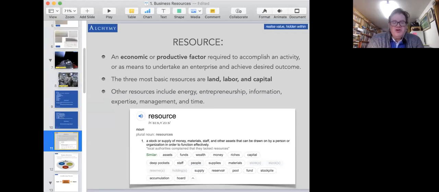So if we talk about the resources, the economic or productive factor required to accomplish an activity or as a means to undertake a business effectively, there are three main types: land, labor, and capital. Now, I don't think that that's actually good enough. They're the three most basic resources.